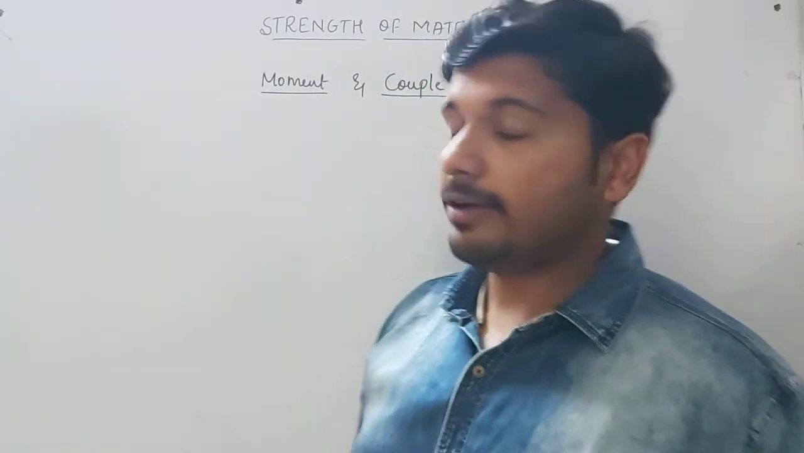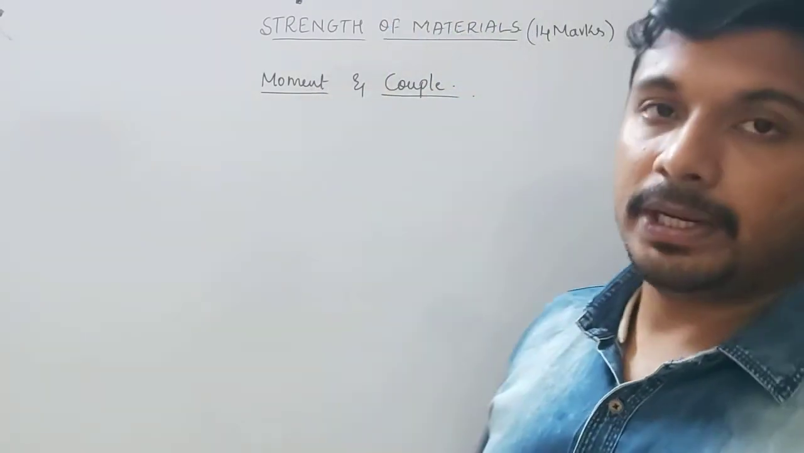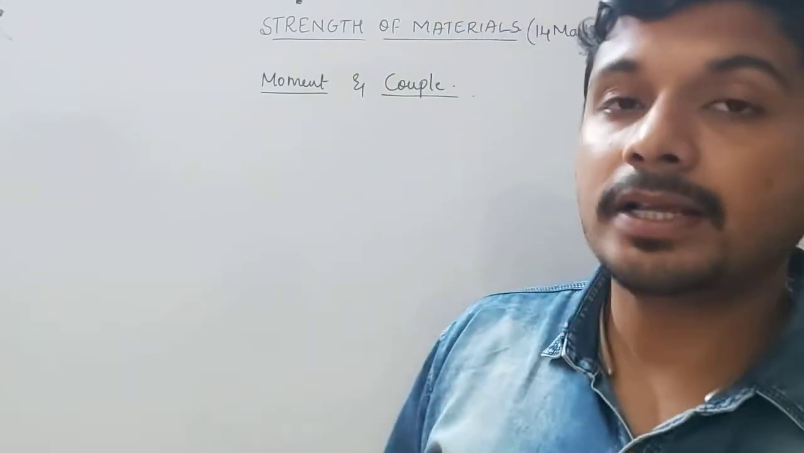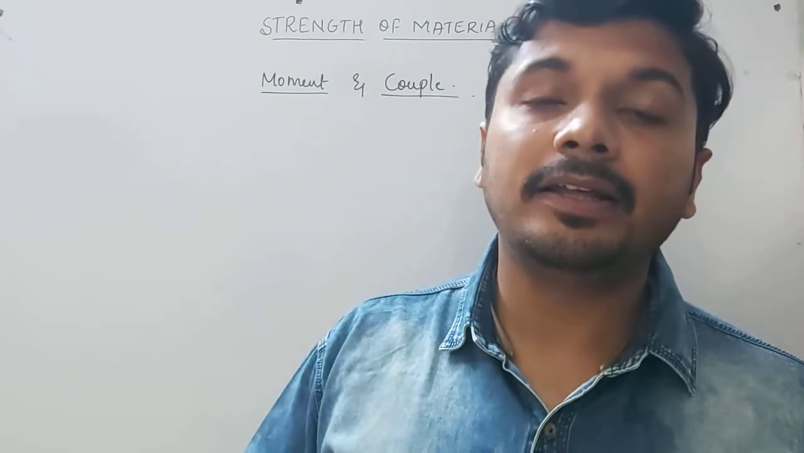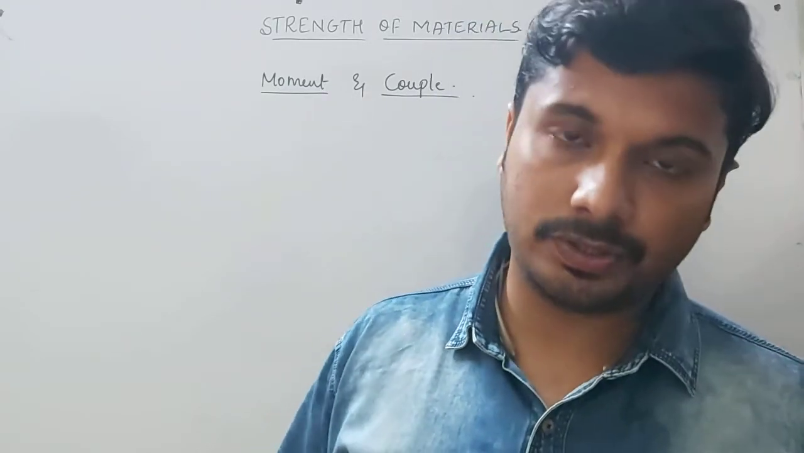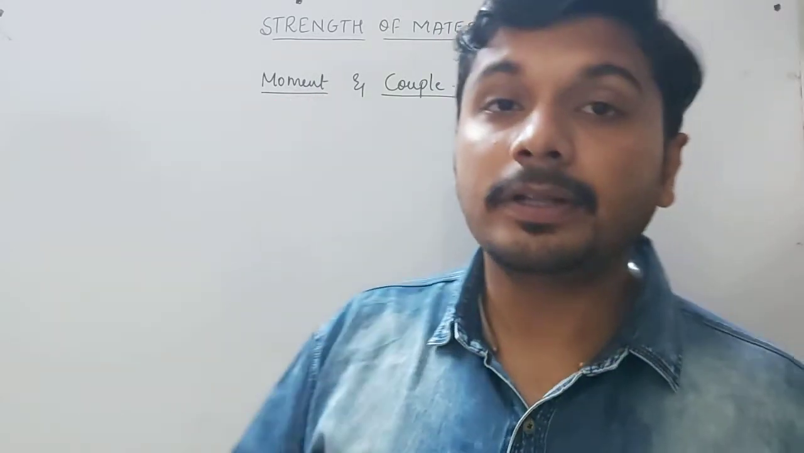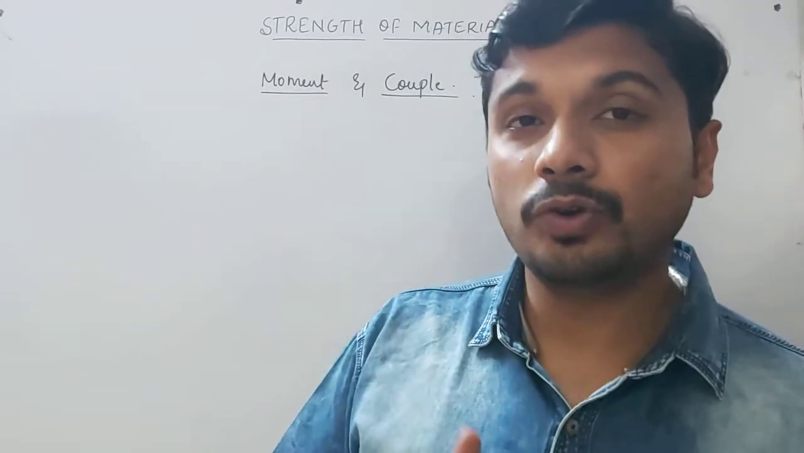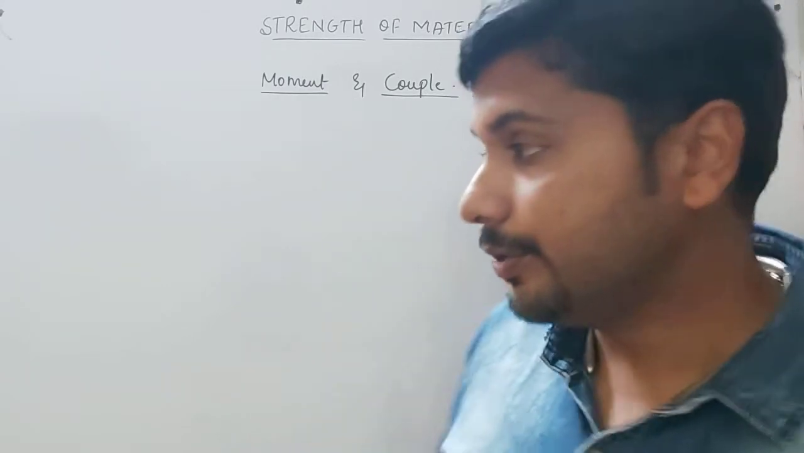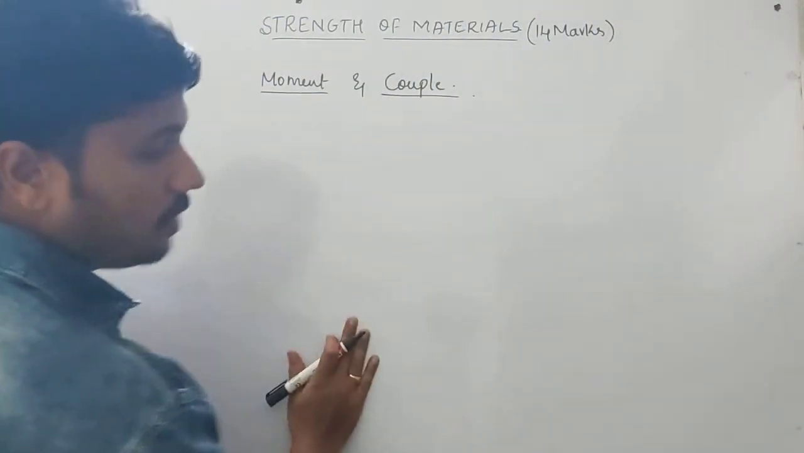Next we have the moment and couple. So what is a moment and what is a couple? Moment is nothing but the force applied on a body at a perpendicular distance. So force is related to moment also. Both are almost the same, but here we are introducing some distance. So how is it done?